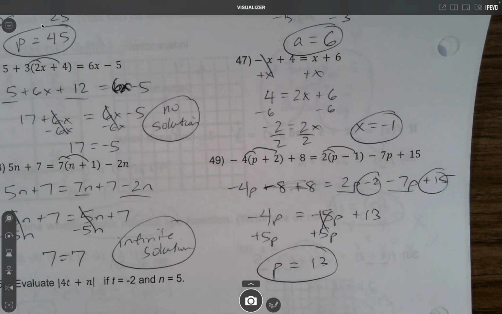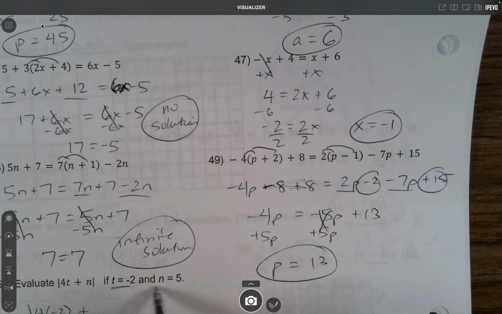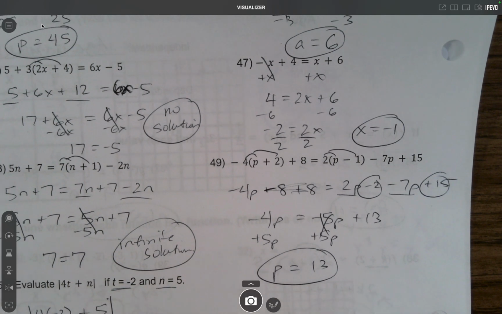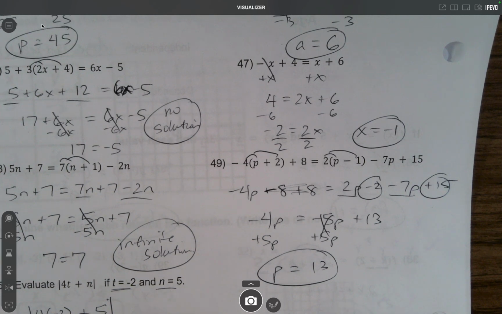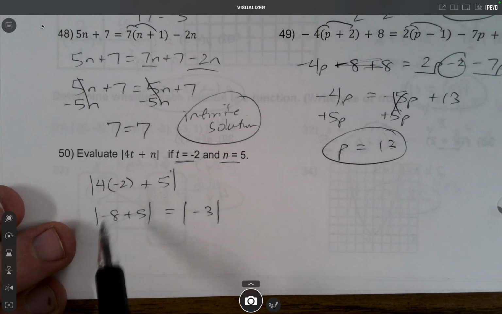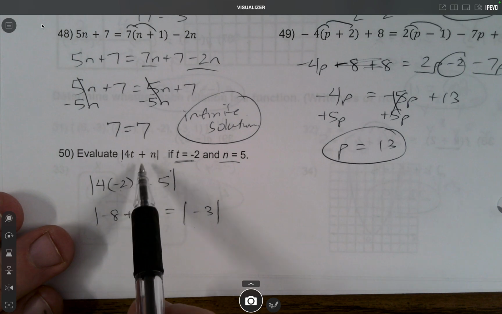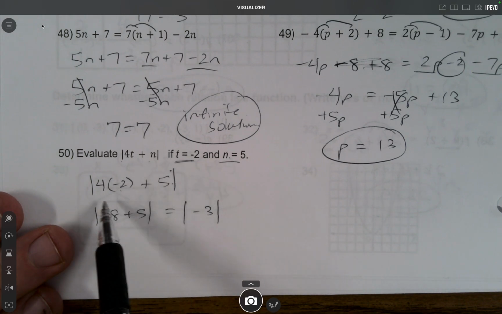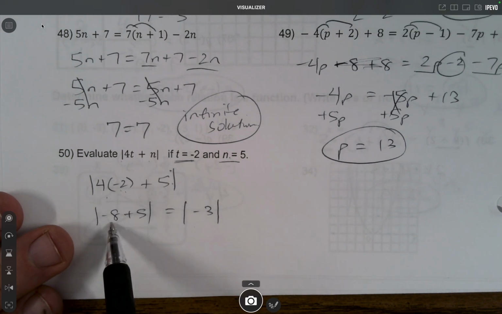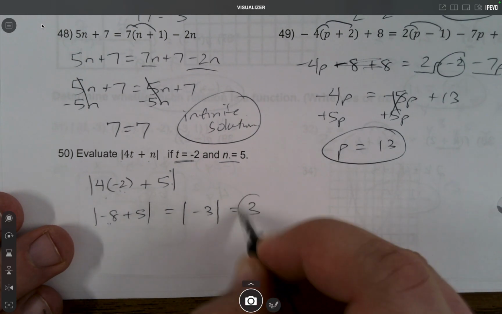Okay, on 50 we're adding an absolute value. So I do absolute value of 4 times negative 2, because that's what t is equal to, plus n, which is 5. 4 times negative 2 is negative 8. Negative 8 plus 5 is negative 3. Oh, I'm sorry, you couldn't see. Walk through it again. 4 times negative 2 plus n, which is 5. 4 times negative 2 is negative 8. Negative 8 plus 5 is negative 3. And the absolute value of negative 3 is positive 3.